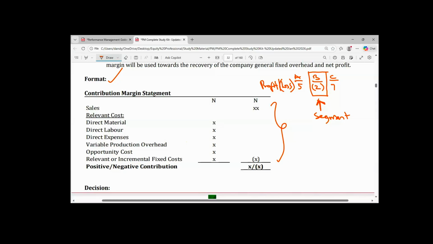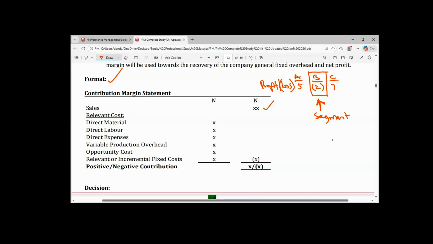Anything that is not related to the segment should not be considered. Your focus is on the affected segment. Therefore, to do this, you go to the question and pick the sales value of the affected segment, whether it's a product, a branch of the organization, a channel of distribution, or a type of customer that the company serves. All right. So you are going to pick the sales value.